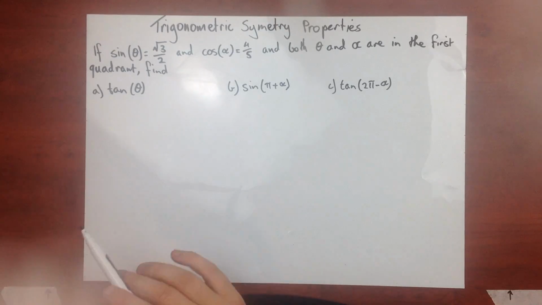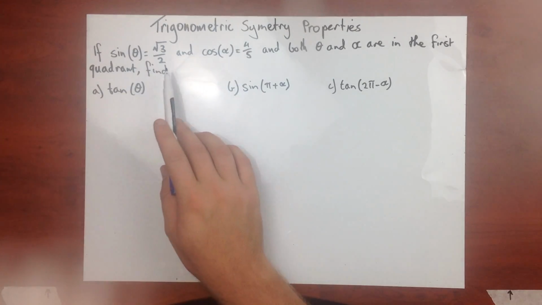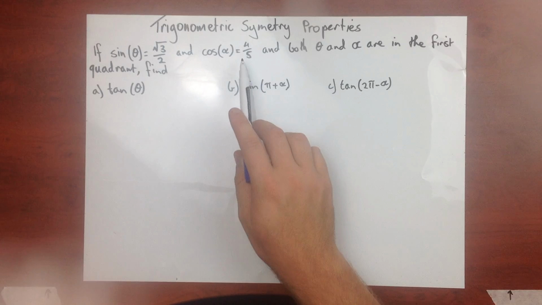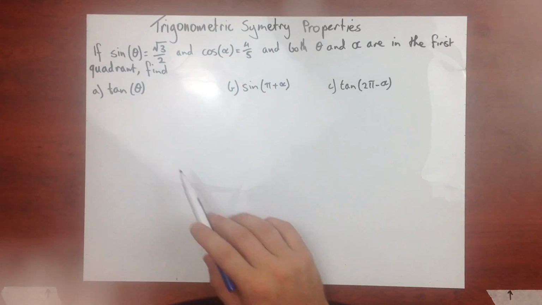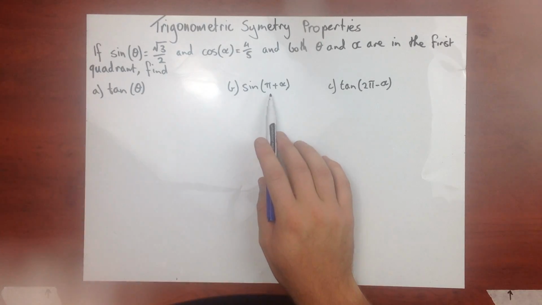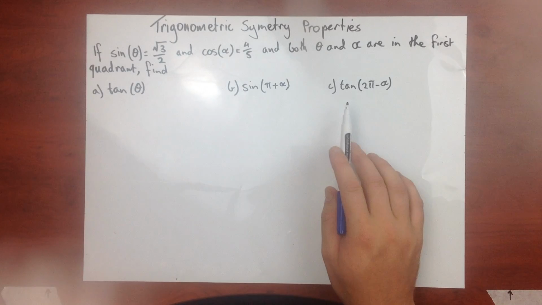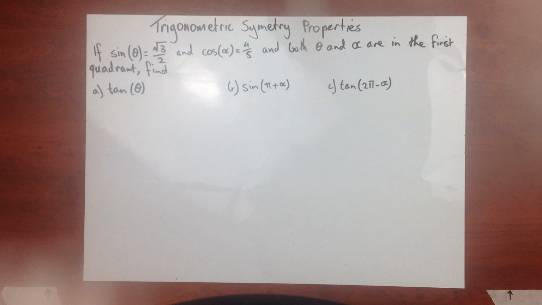So we've got here, if sine of theta equals root 3 on 2 and cos of alpha equals 4 on 5, and both theta and alpha are in the first quadrant, we need to find tan of theta, sine of pi plus alpha, and tan of 2 pi minus alpha. Okay, so we'll look at this first one for tan.